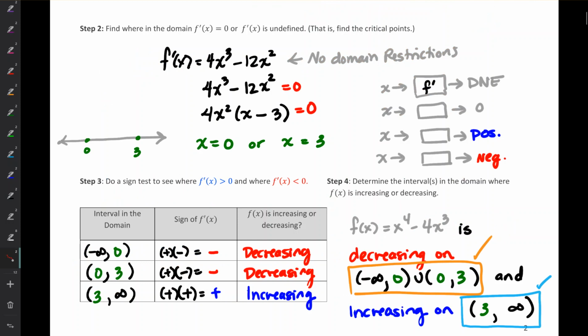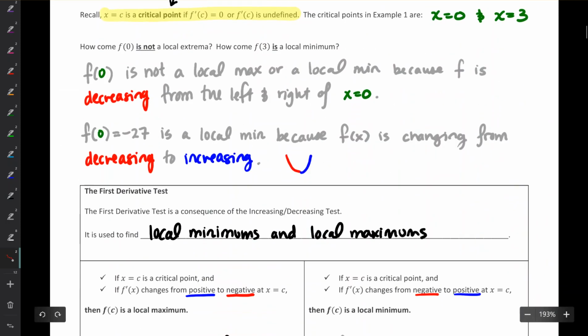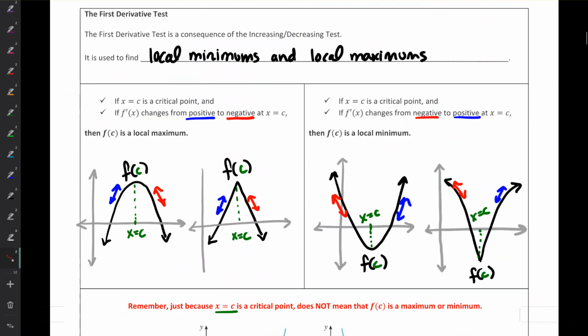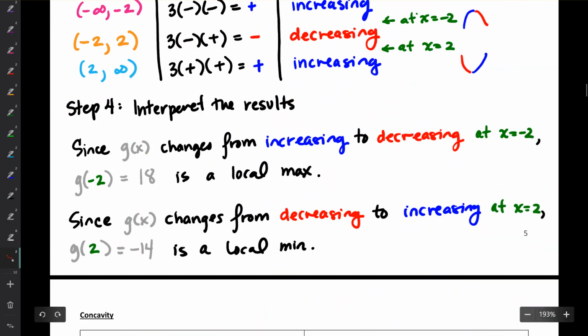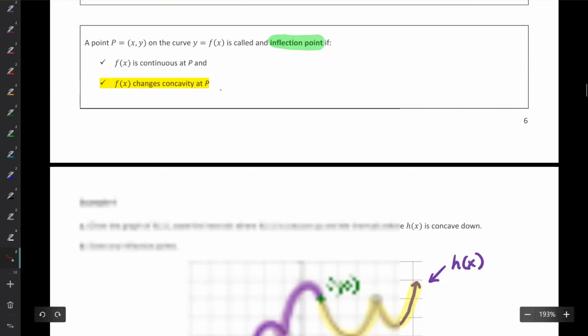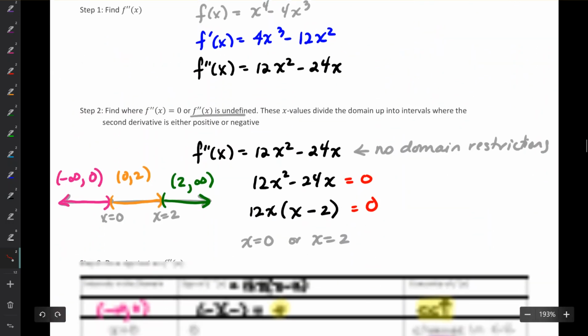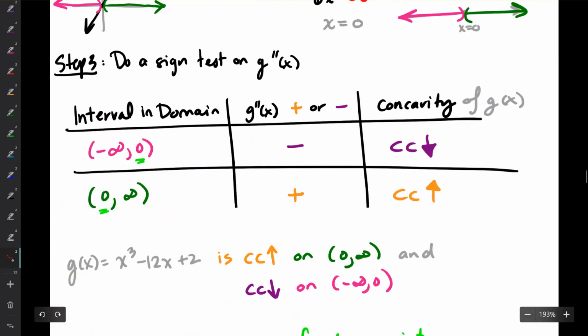All right, so you would have to see at x equals 0 that at that critical point, on either side of it, the function is decreasing. So since the function isn't changing from decreasing to increasing or increasing to decreasing, there's no change there. We do not have a local min or max. So that would kind of be a bummer: to start the second derivative test there, realize it's inconclusive, and then go ahead and do the first derivative test. Okay, so let's move on.